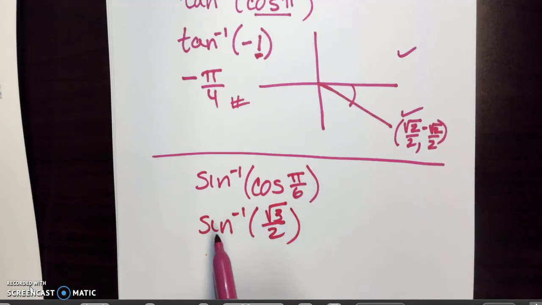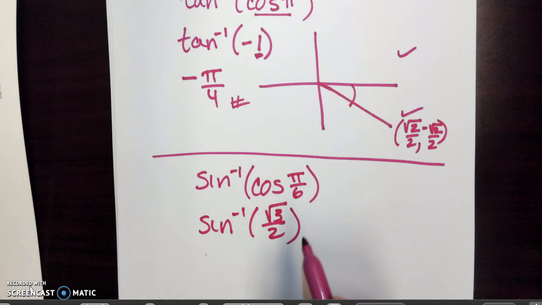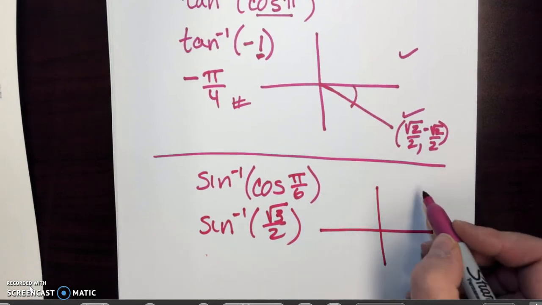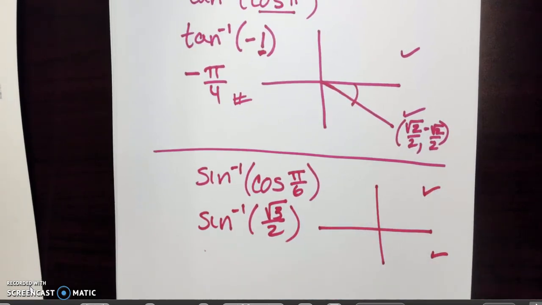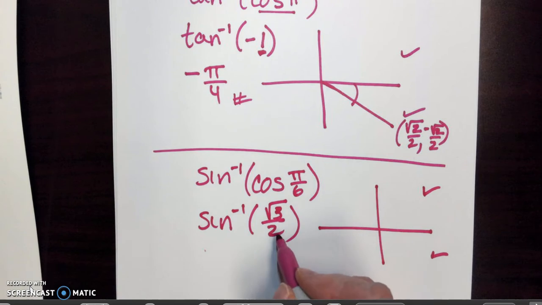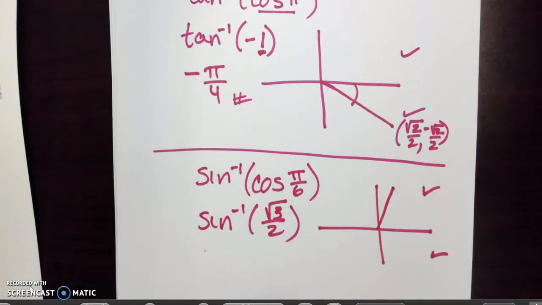So now I have to find inverse sine of the square root of 3/2. So sine is also in these 2 quadrants. Sine represents the y value. We're up here. So that answer is pi/3.